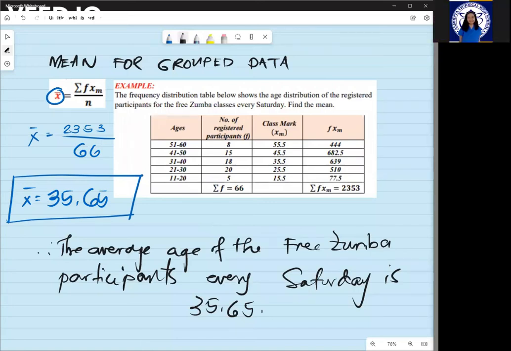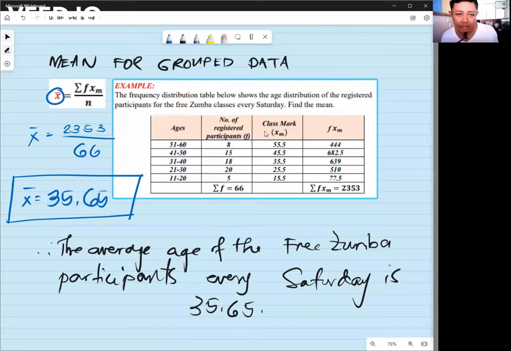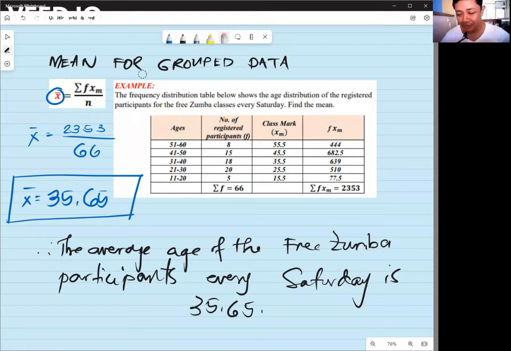So, the next supposedly is the median for group data, but you already know that. The median for the group data is just the same process as the quartile, decile, and percentile. Therefore, we will not be discussing again the median for group data because we have done that for the past 2 weeks. Okay, so we will now be moving on with the mode for the grouped data.